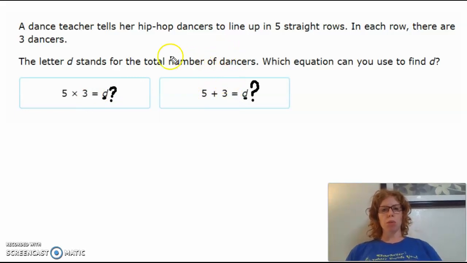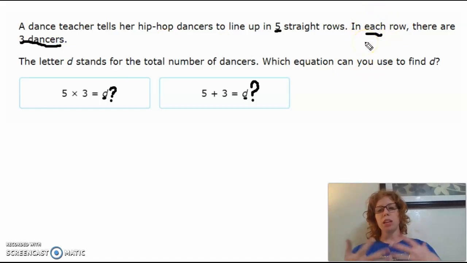Well, let's go back to our word problem. It says, a dance teacher tells her hip hop dancers to line up in 5 straight rows, so there's a number 5. And then it says, in each row, there are 3 dancers. In each row, so that clue word, each, that tells me that I'm working with multiplication or division. That's the key word for each. But on our options, we either have addition or multiplication. And I'm going to choose multiplication, and actually I can back this up.